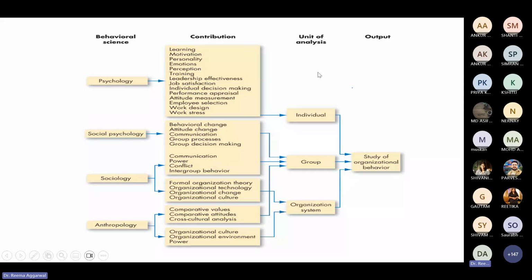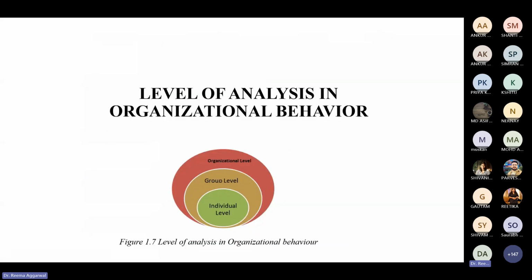So at 3 levels, we were able to understand individual, group, and organizational level. We were able to study the organization behavior. I hope the concept is clear to you. As I was telling you previously, in the previous slide also, there are 3 levels of analysis in organization behavior.